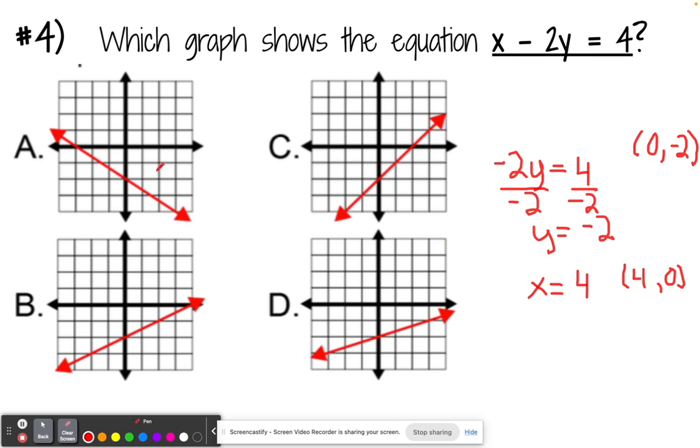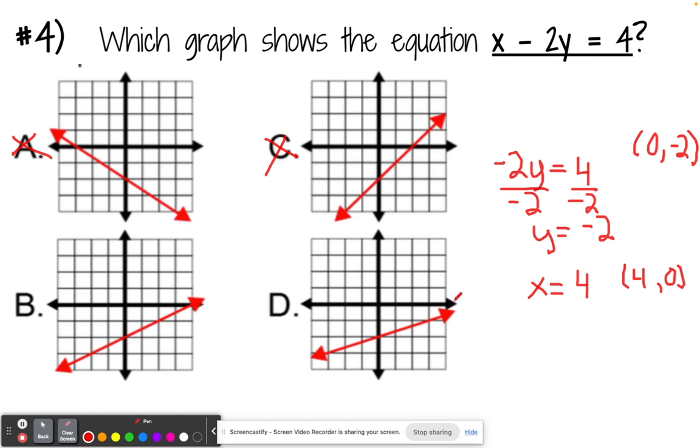Well, let's look here. Is my x-intercept positive 4? No, it's 1, 2, 3. It looks like it's negative 3. So it's not that. And this one, is my x-intercept positive 4? 1, 2, nope. How about this one? 1, 2, 3, 4. Looks like it.